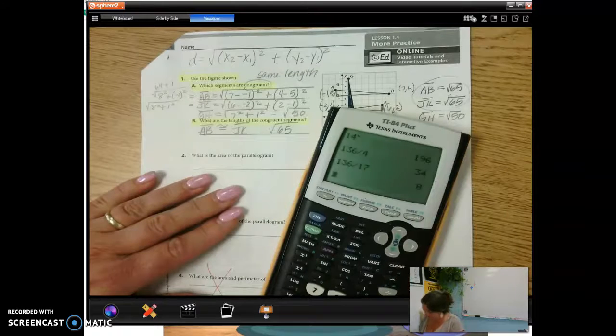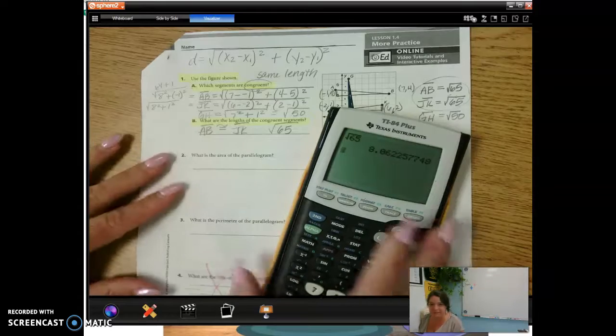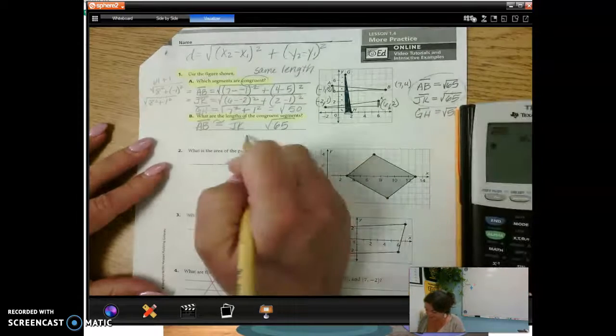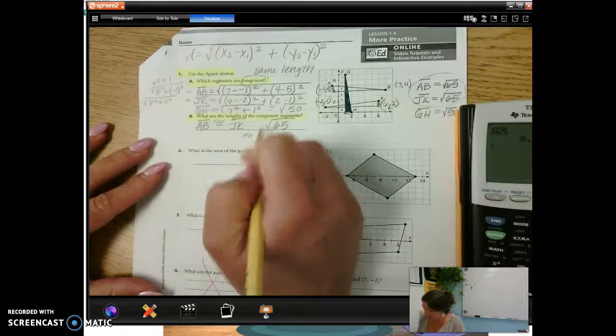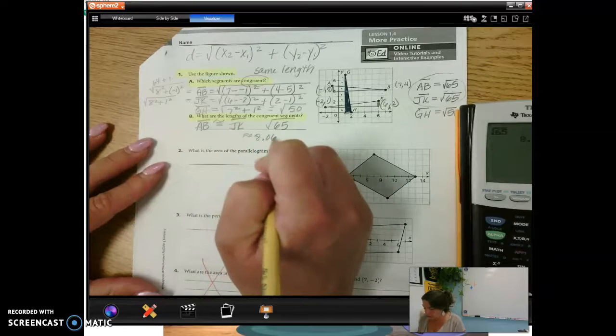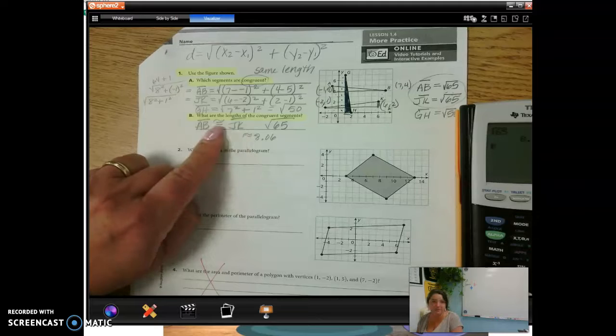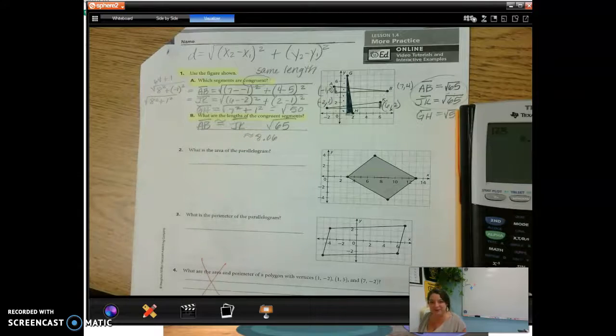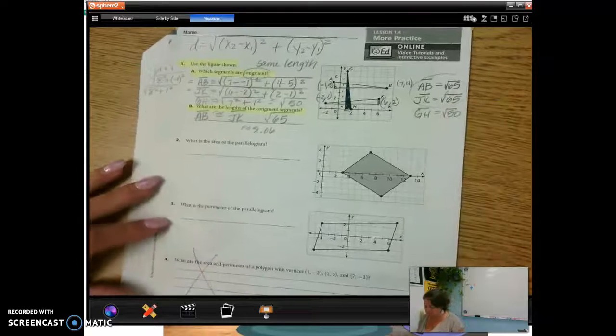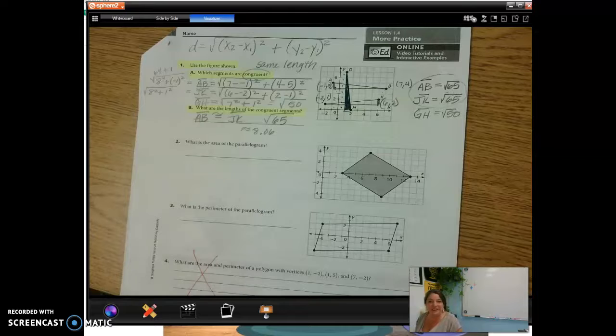If I find a calculator, and I type that in, the square root of 65 is about 8.06. This, by the way, is an approximately equal to symbol, not exactly the same thing. But there you go. Hopefully that helps a little bit if you were stuck on distance formula.